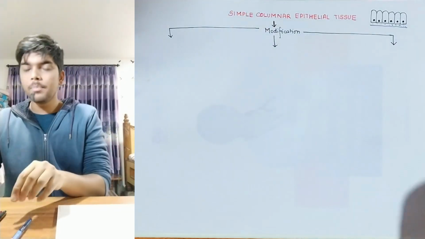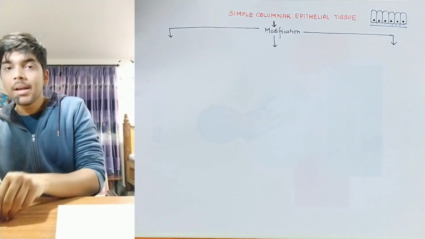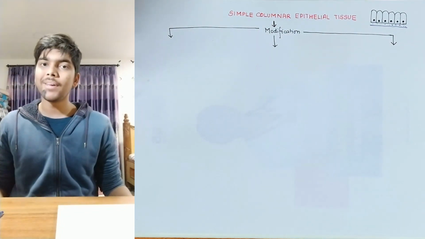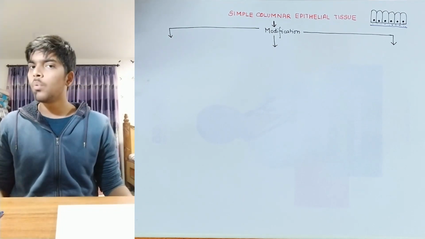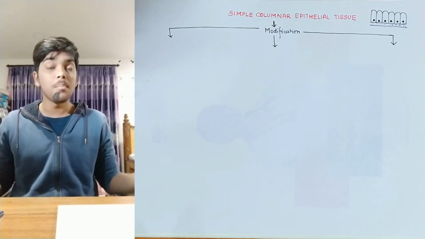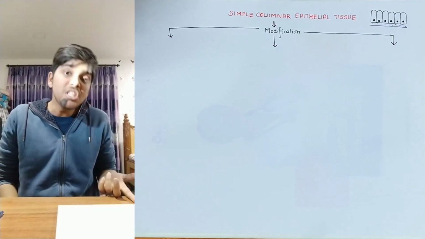Okay, in the previous lecture, I mentioned simple cuboidal epithelial tissue. In this lecture, we are going to talk about simple columnar epithelial tissue, its various modifications, where those modifications are found, and what their role is in those places where they are found. So firstly, simple columnar epithelial tissue. What is that? That's an epithelial tissue.